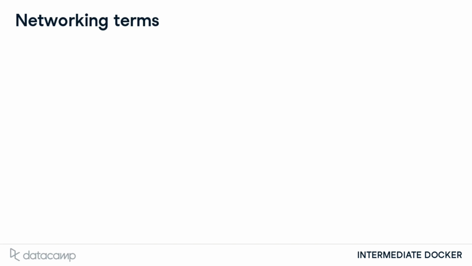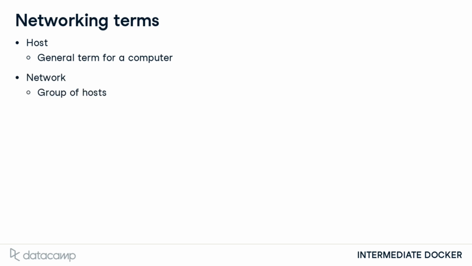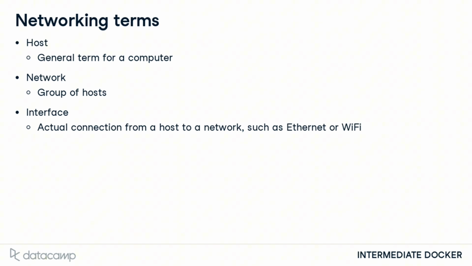Given the depth of information regarding computer networks, we will cover a set of terms you might encounter while working with Docker. The first term is host, a general term for a computer. A network is a group of hosts. An interface is a connection from a host to a network, such as Ethernet or Wi-Fi. Note that an interface can be virtual, meaning it's entirely in software.